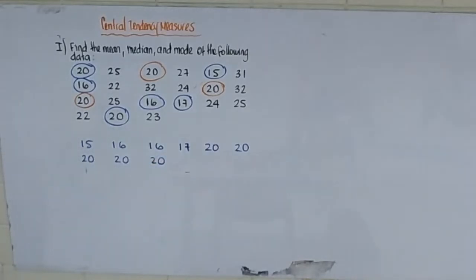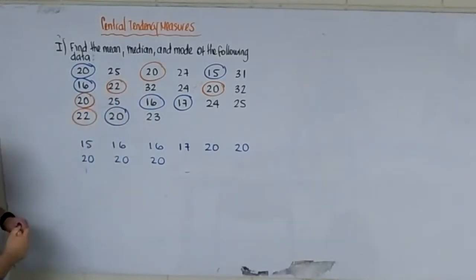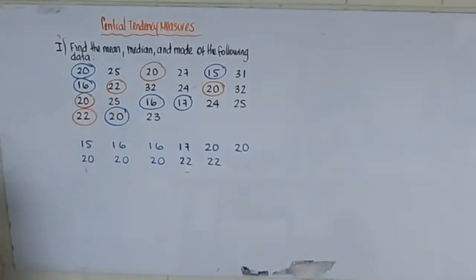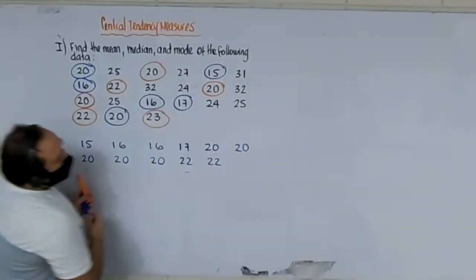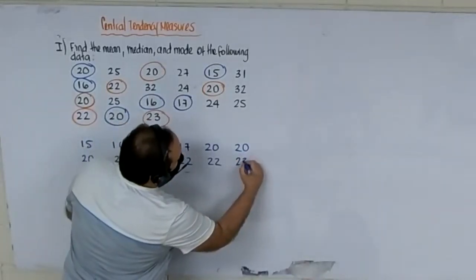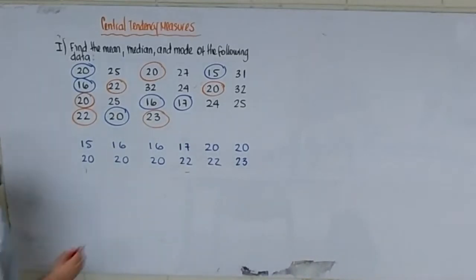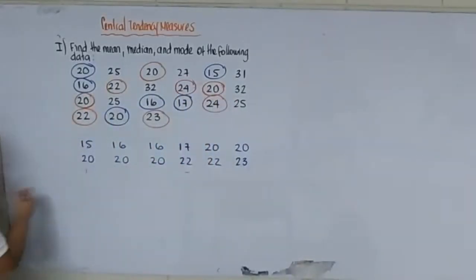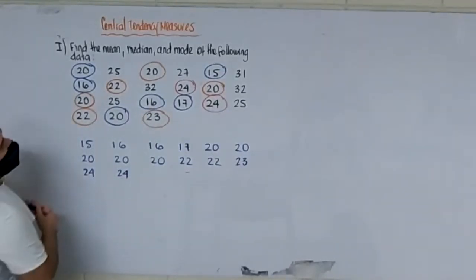What else after 20? 22. How many times? Twice, right? Okay, 23. How many times? Once. 23. All right, 24. Twice. Let me look for 24. We have over here 24 and 24. Then 25, three times. Let me see here.